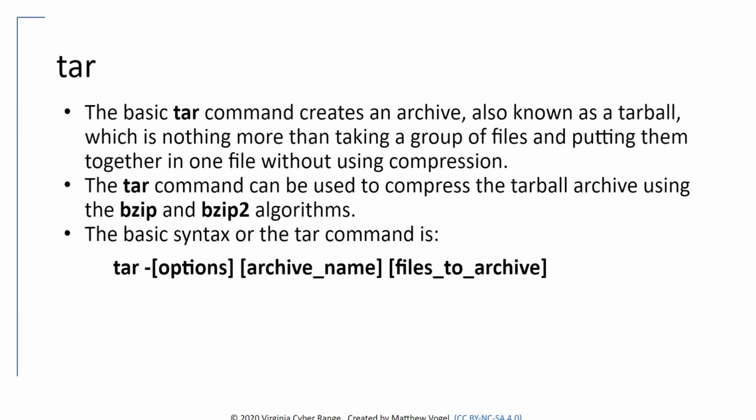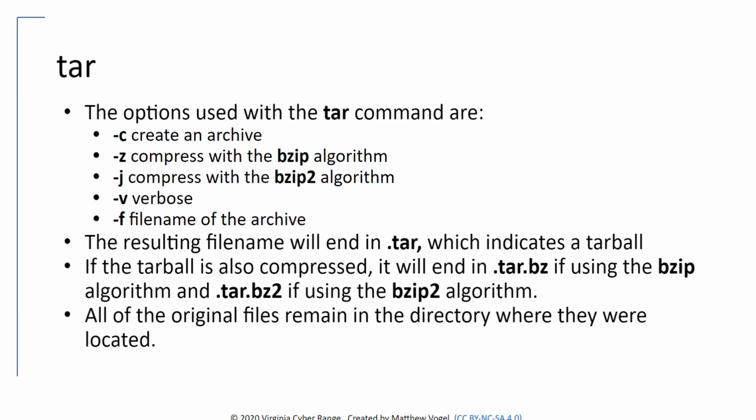Okay, so the basic syntax of this tar command is going to be tar and then dash and the options that you choose, then the name of the archive that you want to put these files into, and then a list of files that you want to archive. So basically, the tar command will tell it what option of what you need to do, and then it will give it a name to store these files in, and then any files that you want to include.